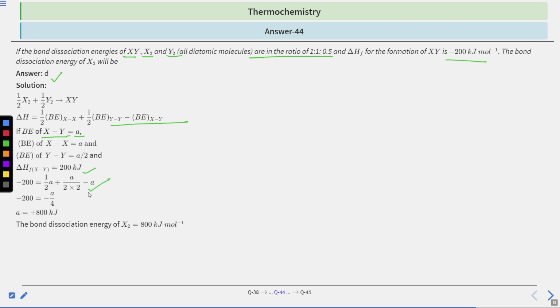Now on solving this equation, we have minus 200 equal to minus A by 4. Minus minus will get cancelled and A will be coming out as plus 800 kilojoule. So the bond dissociation energy of the X2 molecule is 800 kilojoule per mole. Hence, 800 is not given in the options. Hence, option D is the correct answer. That is none of the above. Right?